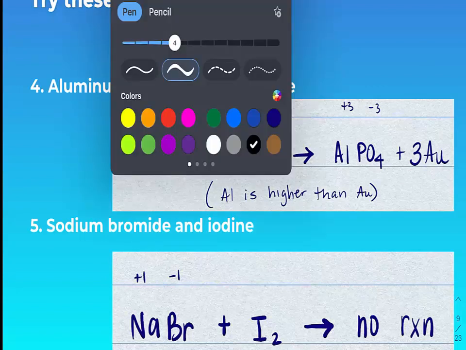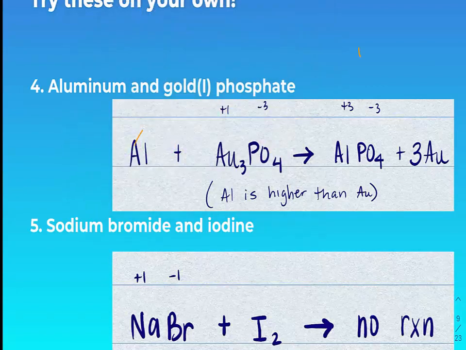If we think through what happens here, aluminum was successfully able to kick out gold because aluminum is higher than gold on the activity series. So gold got dumped and aluminum took its place in the reaction. All of my notes are on here. If you have any questions about the numbers, you should see that we crisscross the charges, and that's what led us to the compounds that are written there.